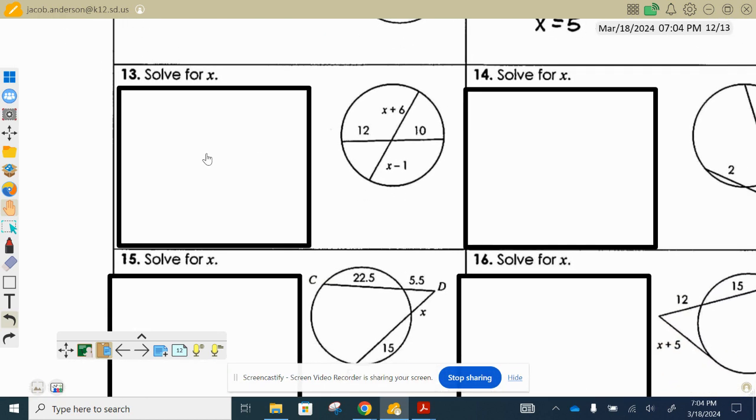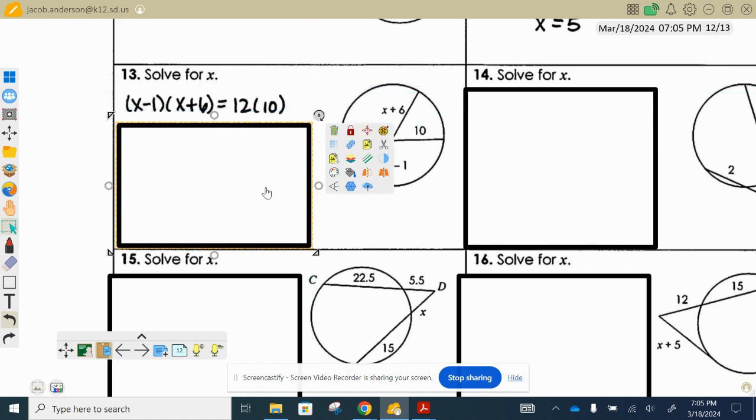Moving on to 13, we're going to get into some more difficult questions now, but it's back to type 1, as you can see. We're back to type 1. So as I solve this, my setup is the same as normal. But look at what happens. We have x minus 1 and x plus 6 on the same side.